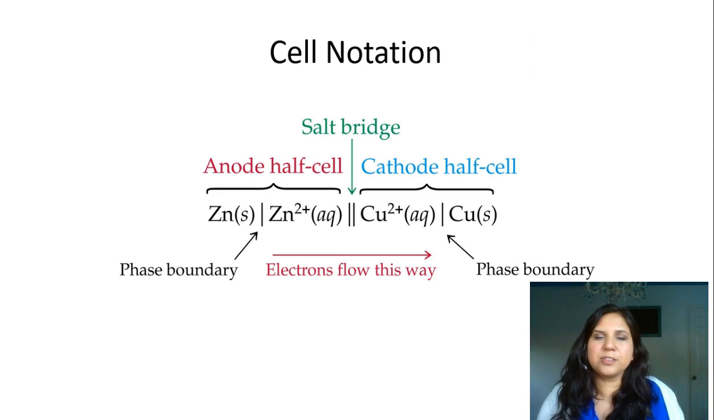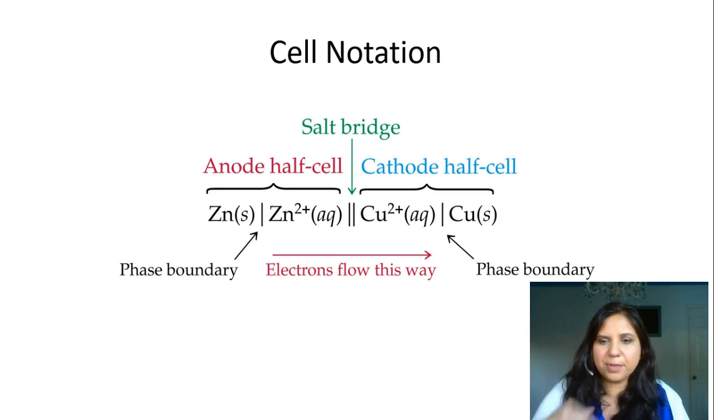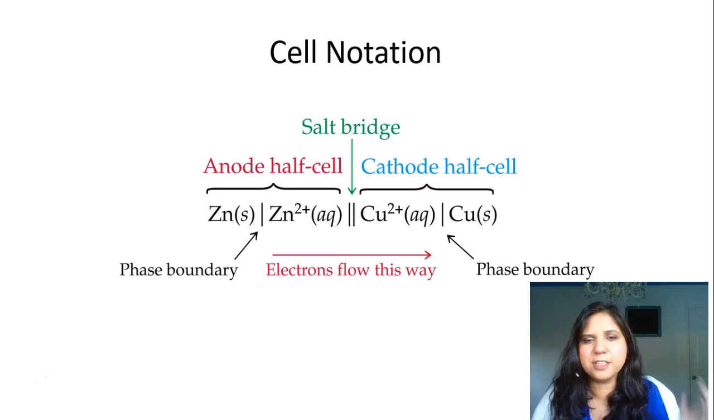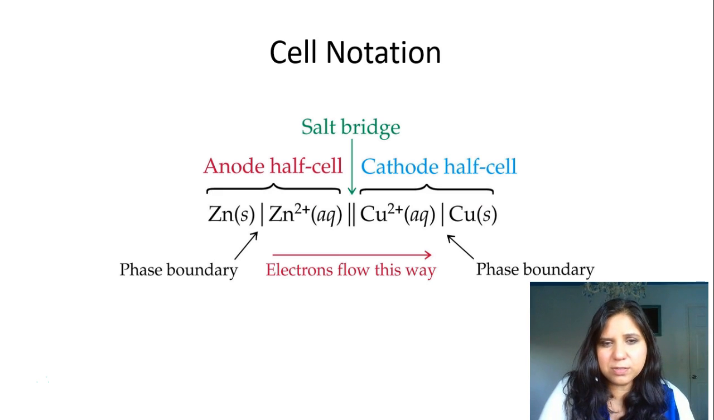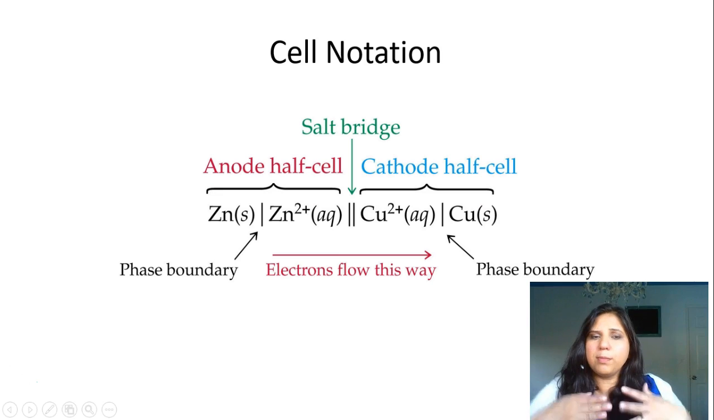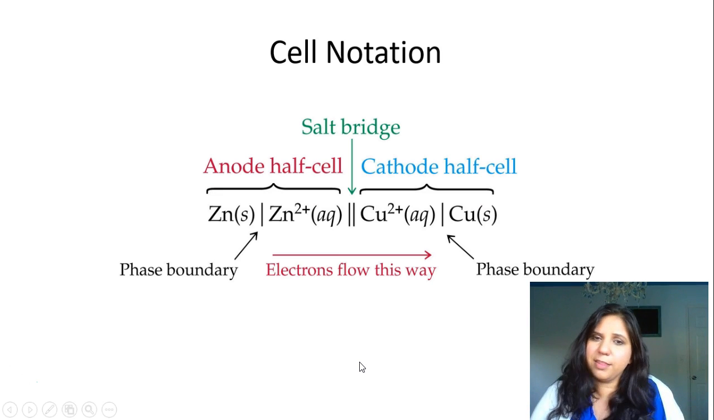You have to be able to describe the cell using cell notation, so make sure your copy of this looks good. All right, so cell notation is really simple. It's written in the same way that electrons flow, and that is from anode to cathode. So we write the anode half cell on the left and the cathode half cell on the right. In the middle, we put these 2 double lines here. These 2 double lines represent the salt bridge, or the barrier between the anode and the cathode.